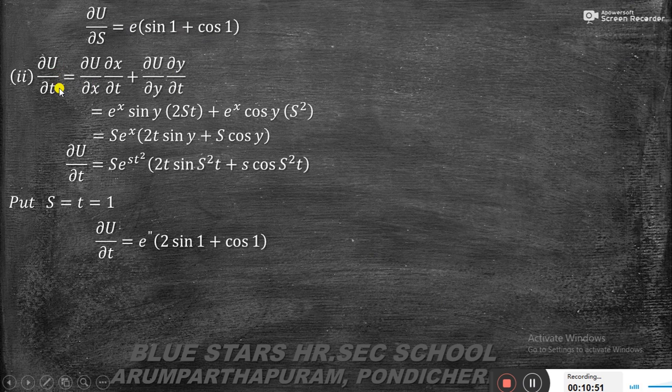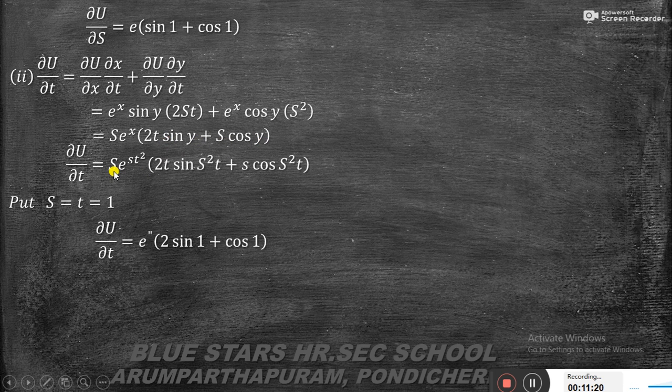Next, we calculate ∂u/∂t. ∂u/∂t means ∂u/∂x into ∂x/∂t plus ∂u/∂y into ∂y/∂t. ∂u/∂x is e power x sin y, ∂x/∂t is 2st, plus ∂u/∂y is e power x cos y, ∂y/∂t is s square. Here s e power x is a common factor, so I take it outside: s e power x into (2t sin y plus s cos y).